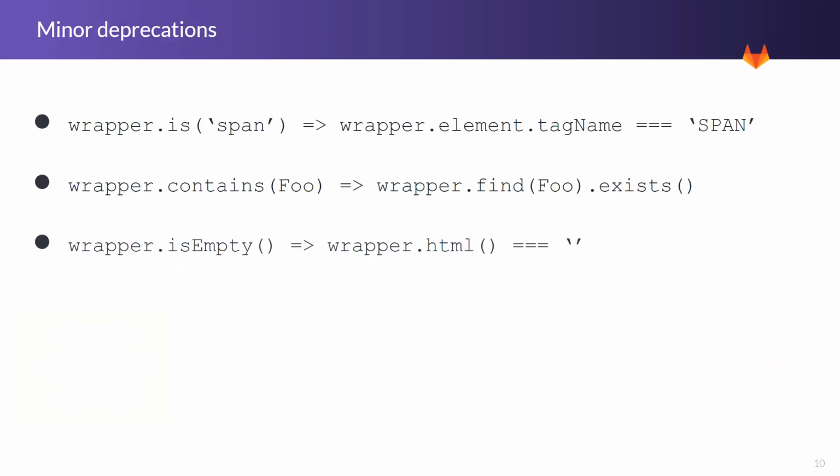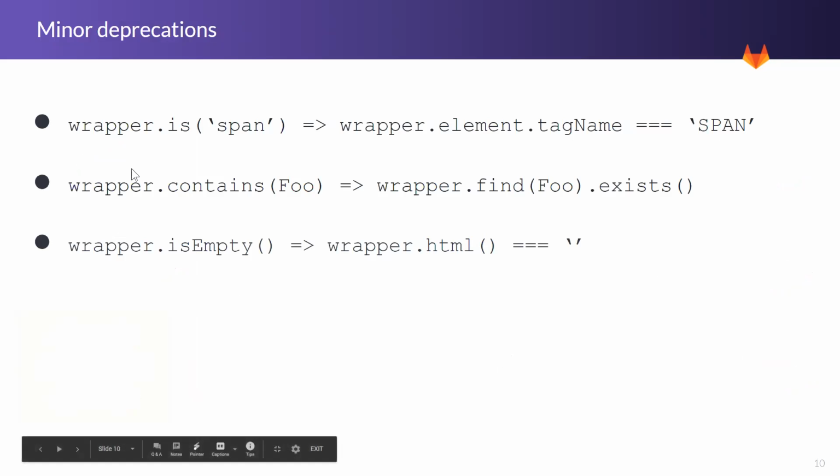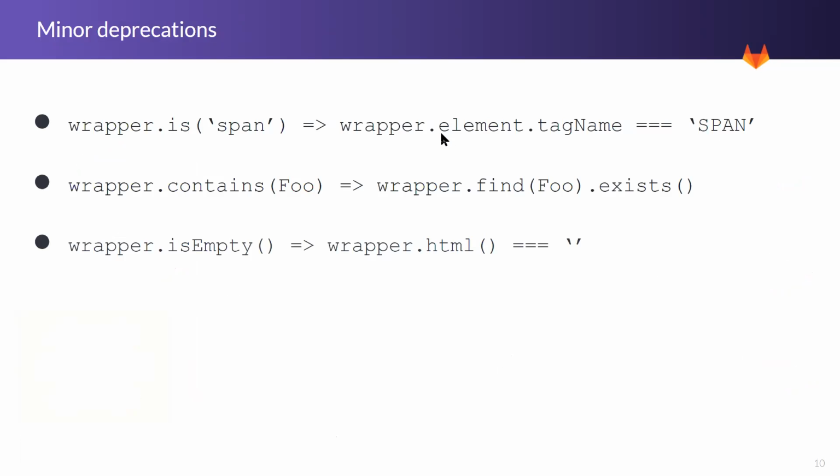Next is a couple of minor deprecations. Using is for checking the tag name is deprecated. Now you should verify against wrapper.element.tagName. Please take note that checking against a Vue component is not deprecated. It was originally deprecated in 1.0, but I made a pull request which undeprecated it.